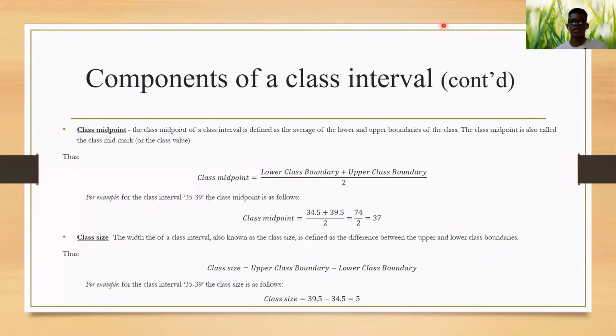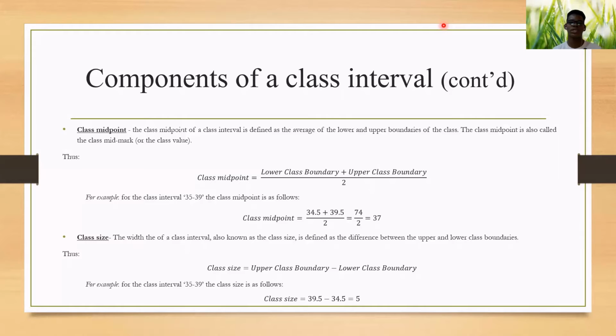The next two components of our class intervals, the writing is a bit smaller here, are the class midpoint and the class size, right? When you talk about the class midpoint, we're talking about that middle value in our class interval. And the class size refers to more or less the number of values within our class.